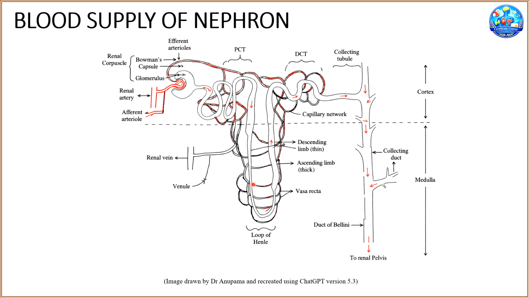In the medulla, these capillaries form straight vessels, which we call the vasa recta. They run parallel to the loop of Henle. The vasa recta help to maintain the osmotic gradient, which is necessary for concentration of urine. This vascular arrangement is essential for efficient functioning of the kidney.